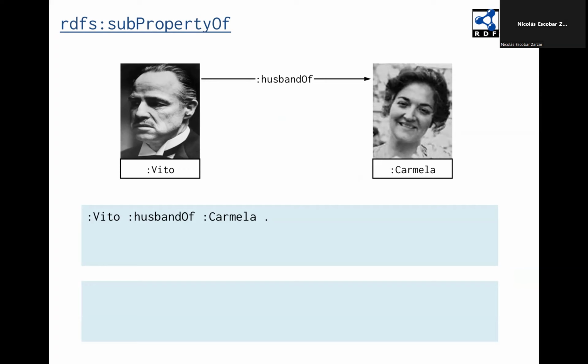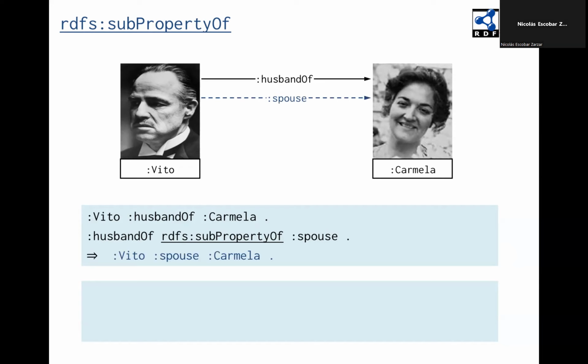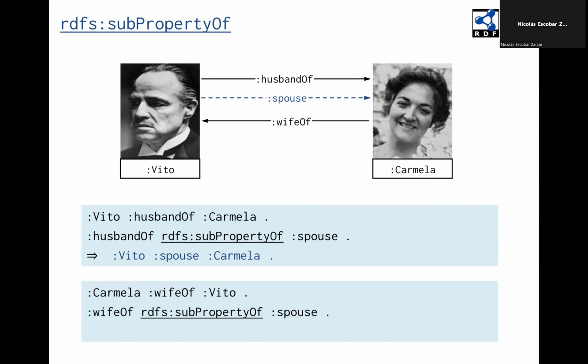So we have Vito, husband of Carmela, and if we say that husband of is a subproperty of spouse, what could we conclude from this? Vito, husband of Carmela, and husband of subproperty of spouse would give us Vito, spouse, Carmela. Yep. So just like this. And if we were to say Carmela, wife of Vito, and wife of subproperty of spouse, then Carmela, spouse, Vito, right? Yeah.